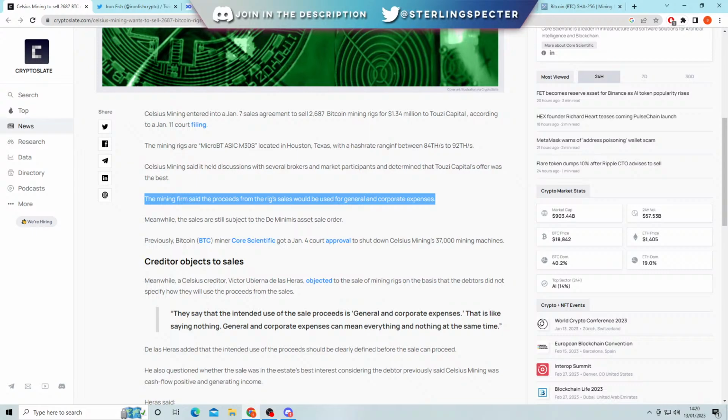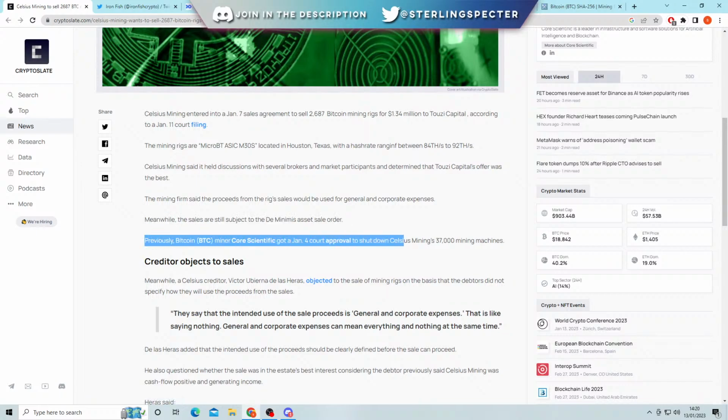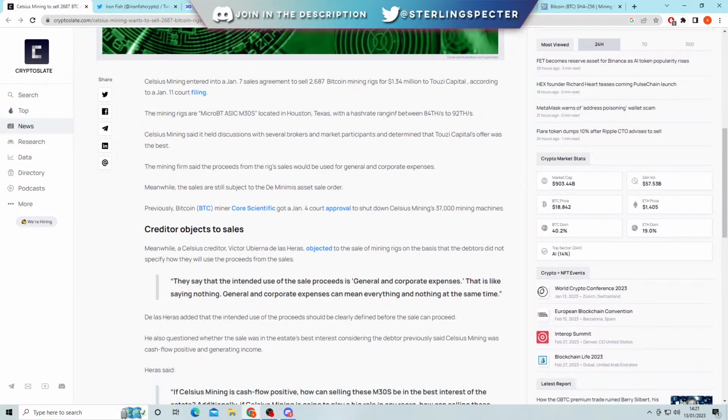The mining firm said that the proceeds from the rig sales would be used for general and corporate expenses. So obviously they might be behind on payments to certain people. Meanwhile, the sales are still subject to the de minimis asset sale order. It got court approval to shut down Celsius Mining's 37,000 mining rigs. I mean, that's a lot of mining rigs. Bitcoin miner Core Scientific got a Jan 4 court approval to shut down Celsius Mining.